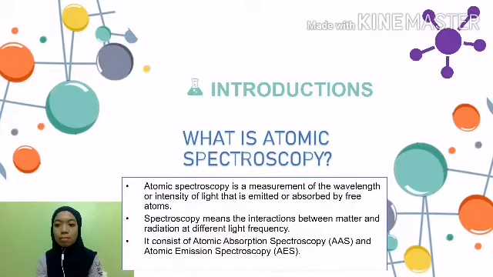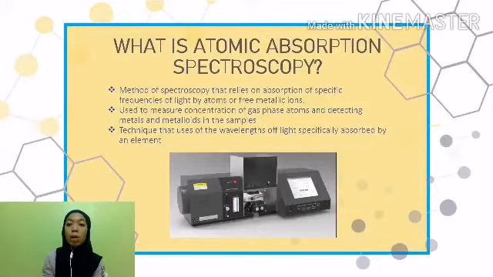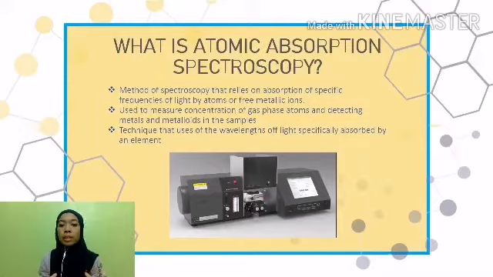Before this, I explained about atomic spectroscopy. Now I will present the atomic absorption spectroscopy. What is AAS? AAS is basically the method of spectroscopy that relies on the absorption of a specific frequency of light by atoms or free metallic ions. It is used for detecting metals in samples. This technique uses the wavelength of light specifically absorbed by the ion element.